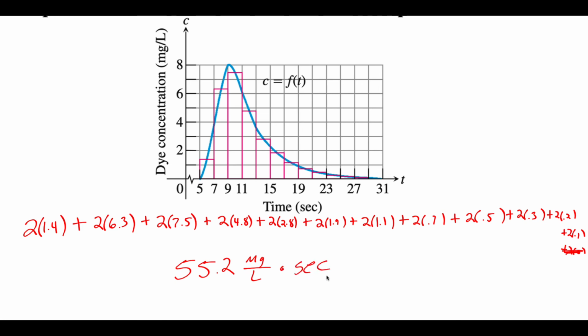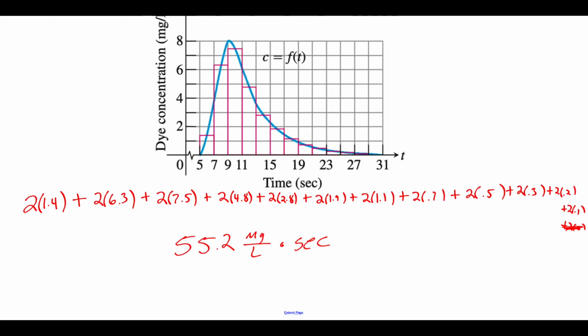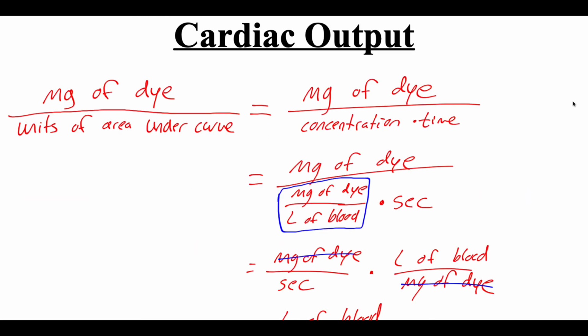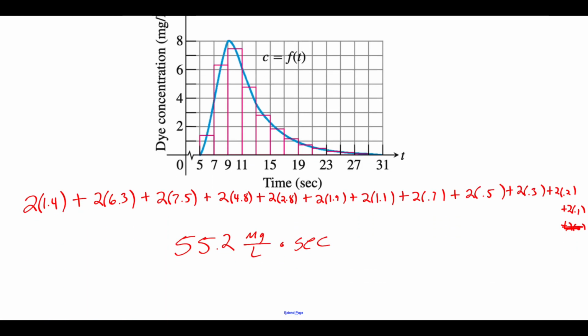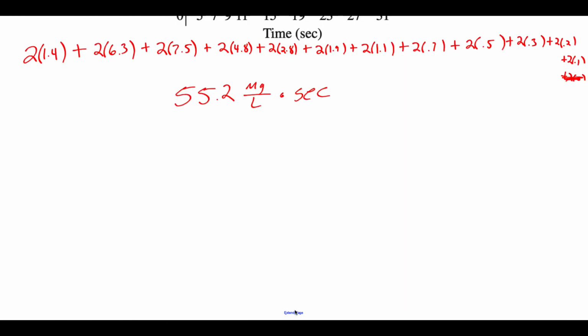So now I'm going to jump back to our previous slide real quick. We said to actually calculate the cardiac output, we're going to take the milligrams of dye that we started with divided by the units of area underneath the curve. So we just calculated the area, that was that 55.2. We need to take our 5.6 milligrams that we started with, and we're going to divide that by our 55.2 milligrams per liter, and we're multiplying that by our seconds.